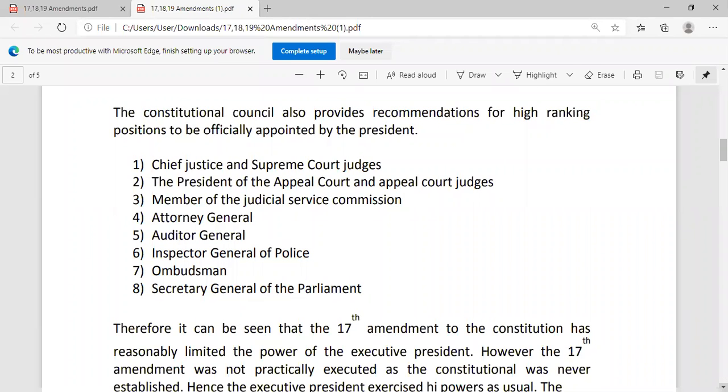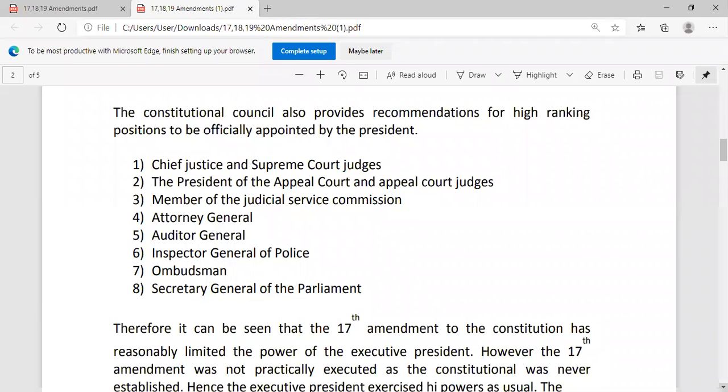Right. These positions, back then, were appointed by the president as he or she wished, whoever he or she wanted. Now that's not possible anymore. Now those appointments have to be done by the president based on the recommendations of the Constitutional Council. That's the idea. So if someone asks what does the 17th Amendment do? The 17th Amendment is actually pretty easy.